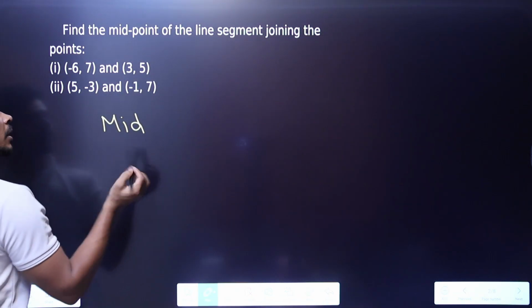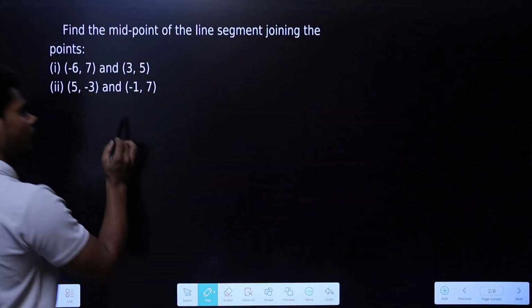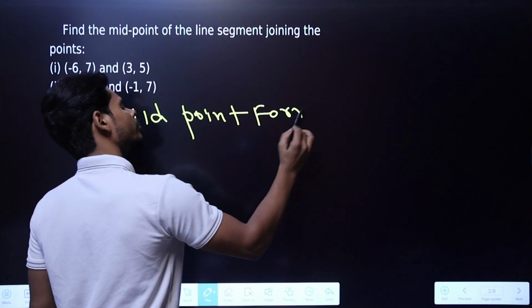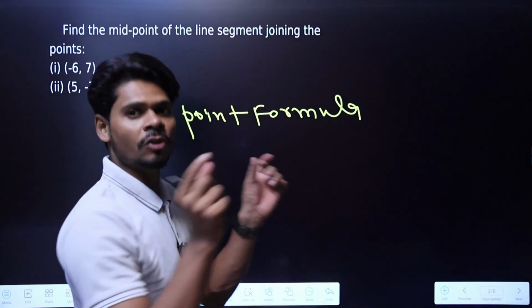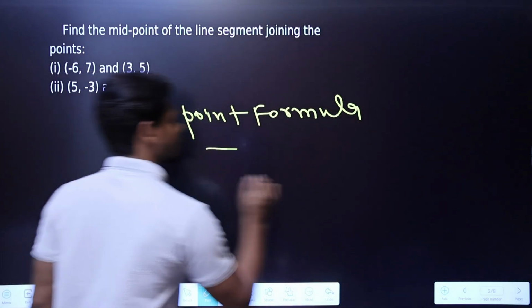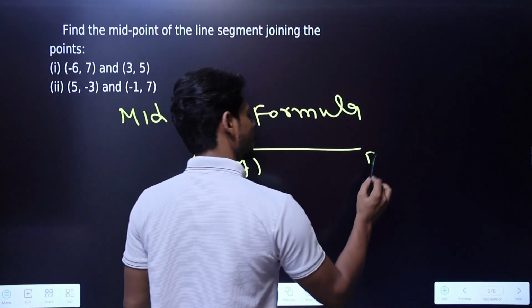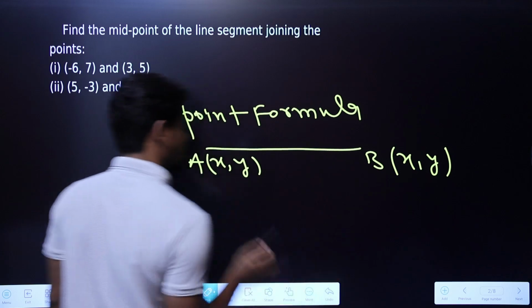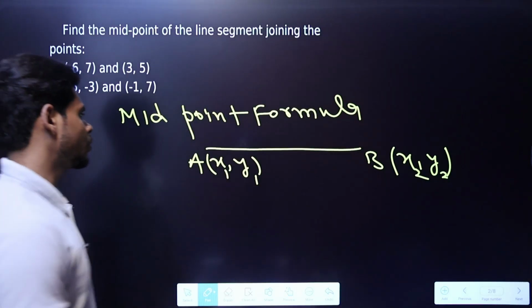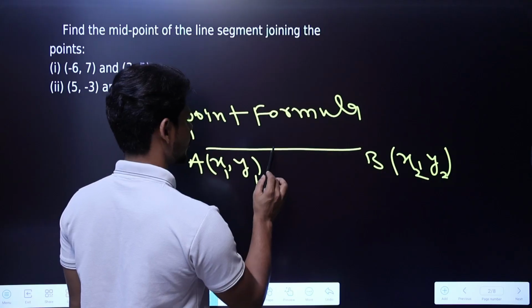So what is the formula for midpoint? First let's write the midpoint formula. The midpoint formula is nothing but the midpoint of the line joining any two particular coordinate points. Let's say this is your line segment joining the points, 2 points A and B. A is your first point, so it will be x1 y1, B is the second point, so it will be x2 y2, and somewhere here there will be a midpoint.